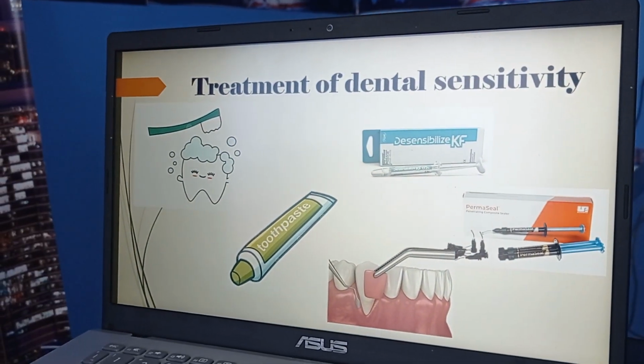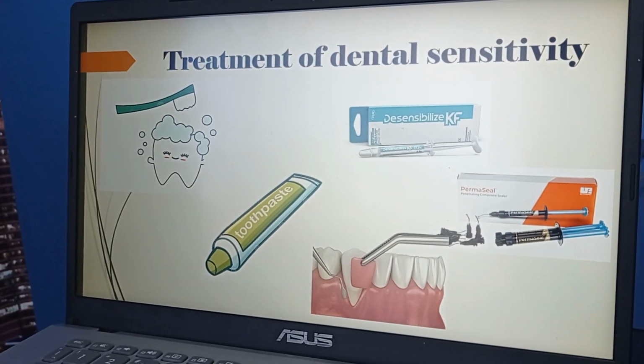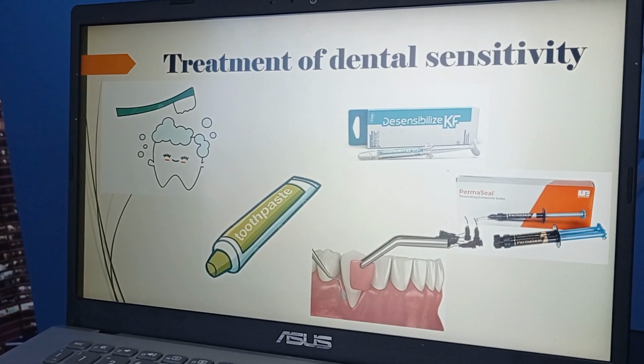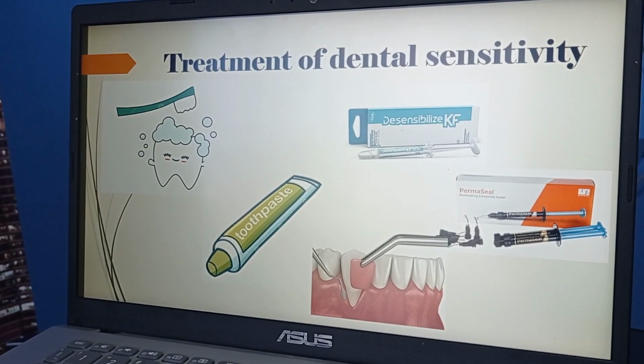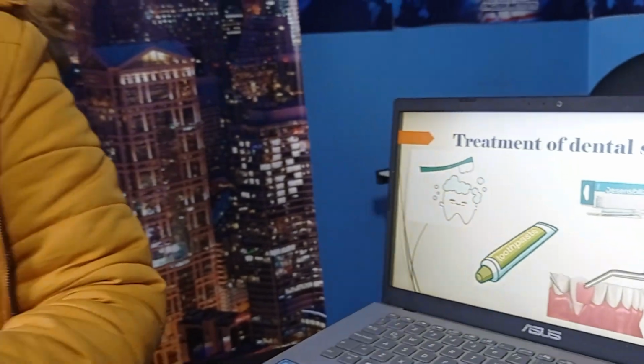When these outpatient measures fail to reduce or eliminate sensitivity, clinical treatments will be performed: desensitizing gels are applied, or resin adhesive to seal the tubules, and gum grafts to cover recessions. In very extreme cases, a root canal is necessary.